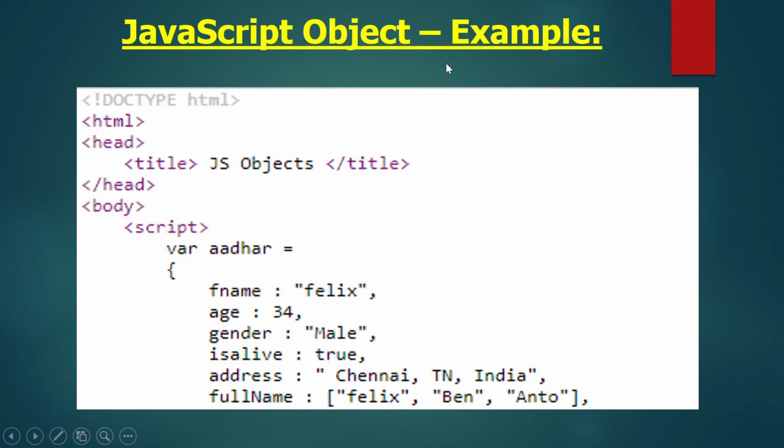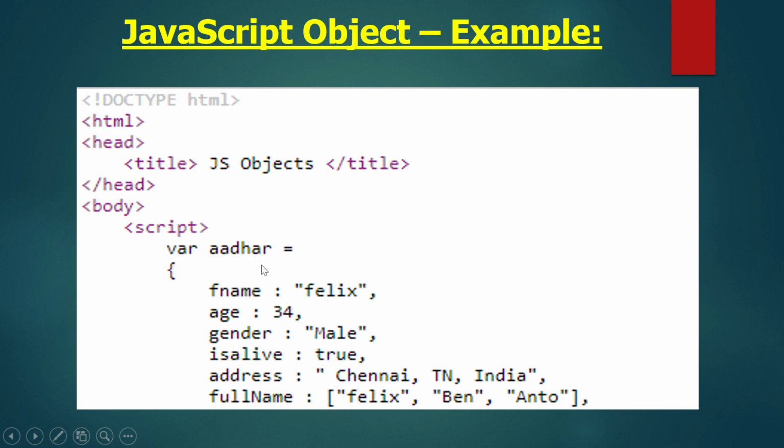JavaScript object, one example. Up to here is HTML, head, title, head tag closed, then body, and inside that we have to open the script tag. Here we have declared one variable called other. In other, what all will be there? First name, age and so on. So fname, what is fname? It is a property name.